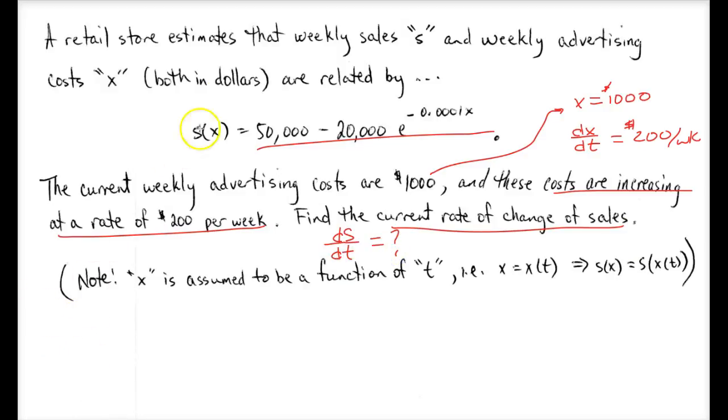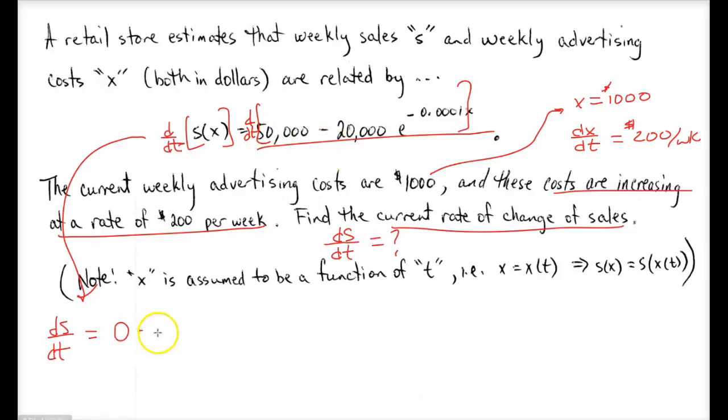So that's going to be the rate of change of sales with respect to time. So here, we just need to take the derivative of both sides of this particular equation with respect to T. And so when we do that, this is what we will get. On the left side, we just get ds over dt. And of course, the derivative of 50,000 is just 0. We ignore the constant 20,000.